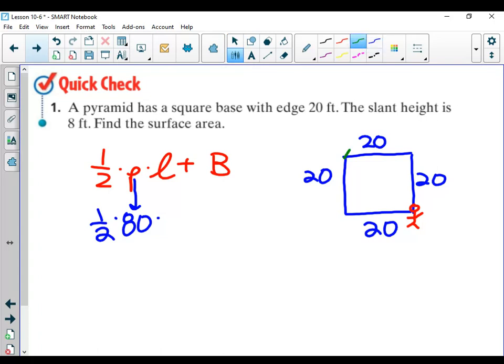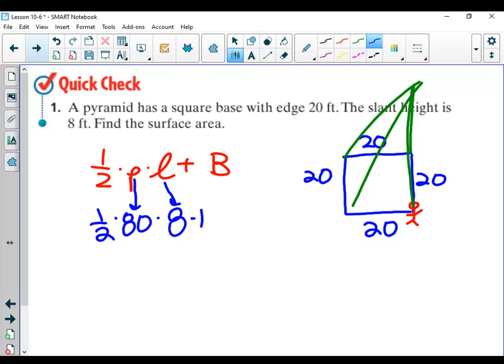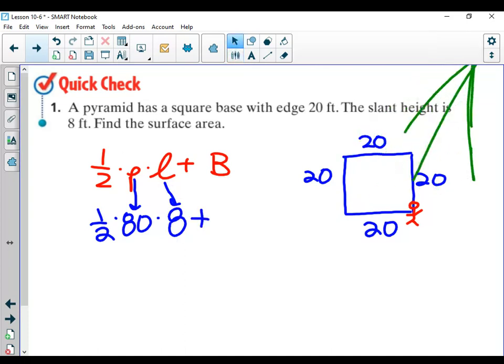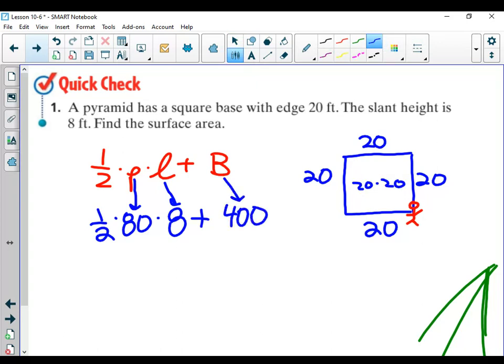This is my bad pyramid drawing. Now if she wants to climb up the slanted part, there would be stairs for her. That would be 8. Area of my square, 20 times 20, right? Always set it up before you try to type something.